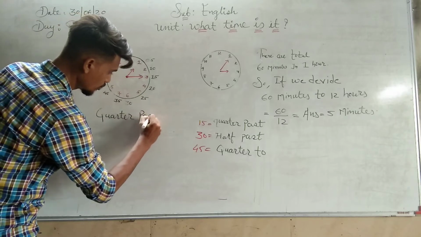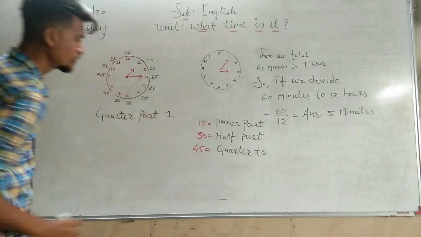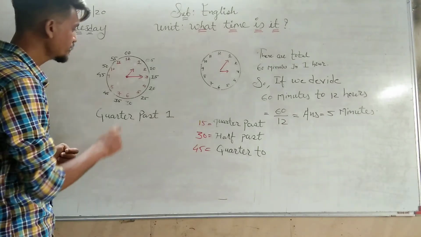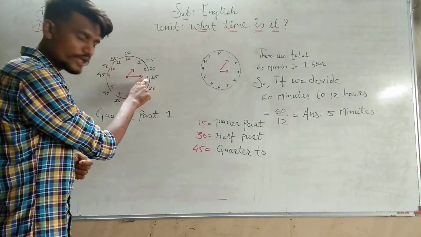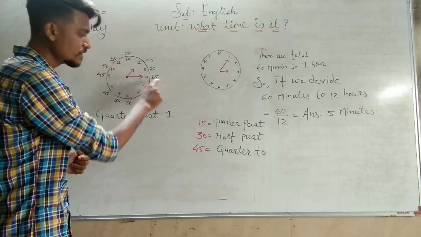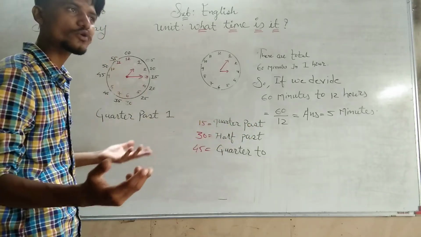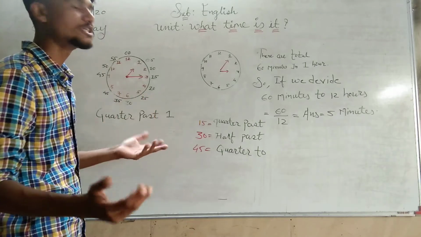Quarter past 1. The same thing. Again, I am revising it again. The big hand is on 3, so the total minutes are 15. And if there are 15 minutes, we can say quarter past. You can also say 15 minutes past 1.